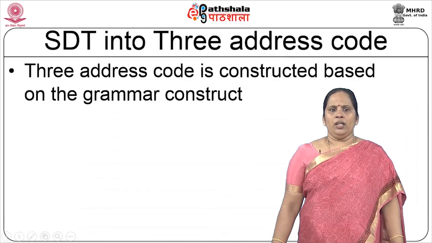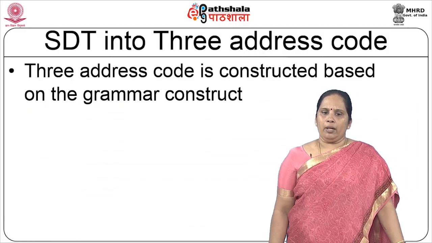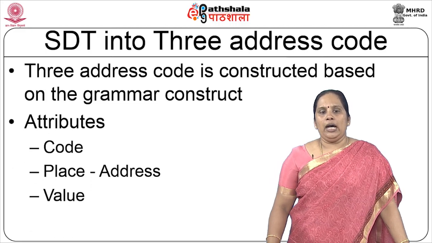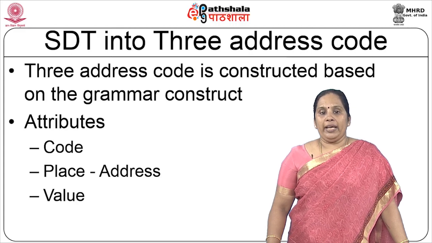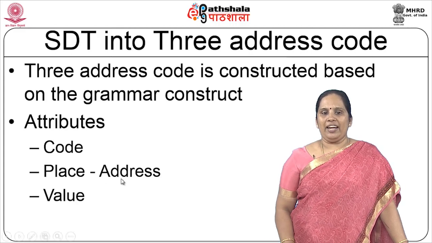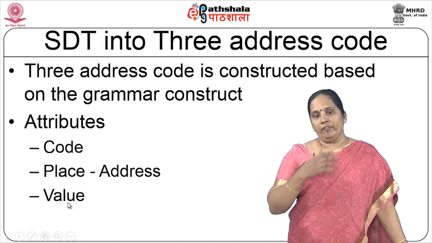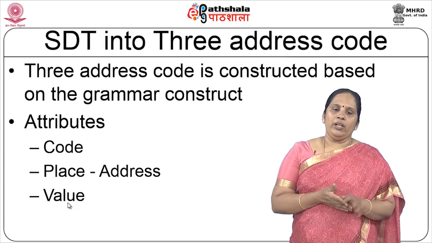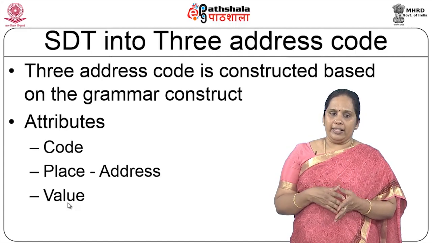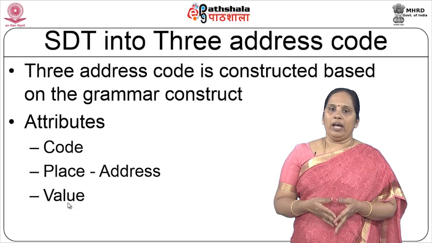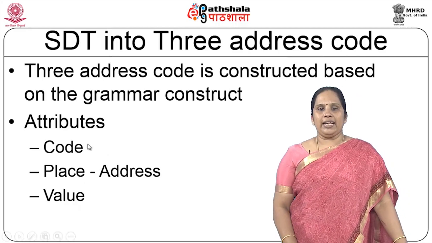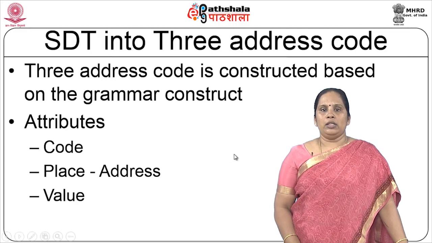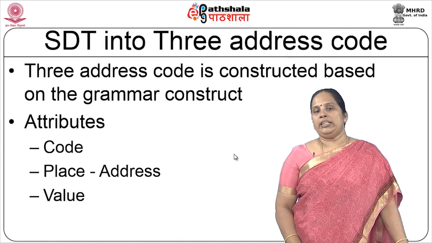So 3 address code is generated based on the grammar construct. The attributes we are trying to refer to here are code, place, which is also referred to as address, and value. Every grammar symbol, typically a non-terminal here, will have a code, an address or a place, and then a corresponding value. This is done by syntax directed translation, and based on this we will write semantic rules such that 3 address codes can be generated.